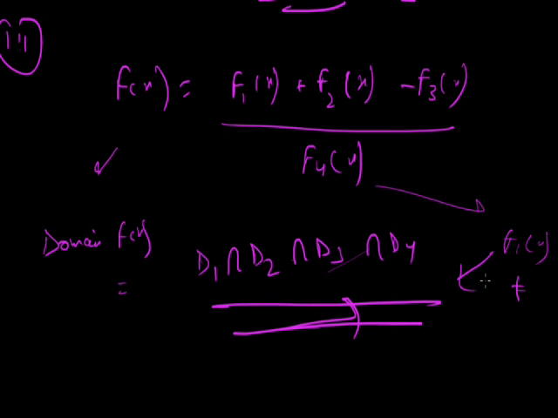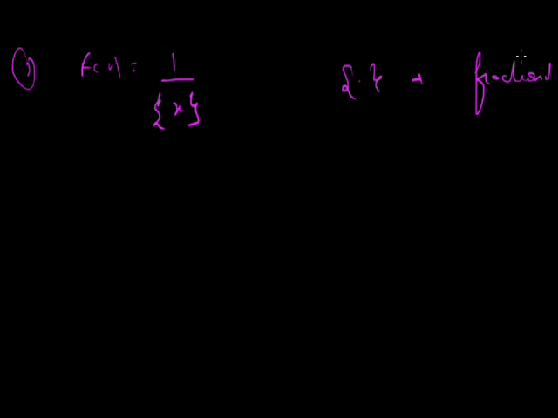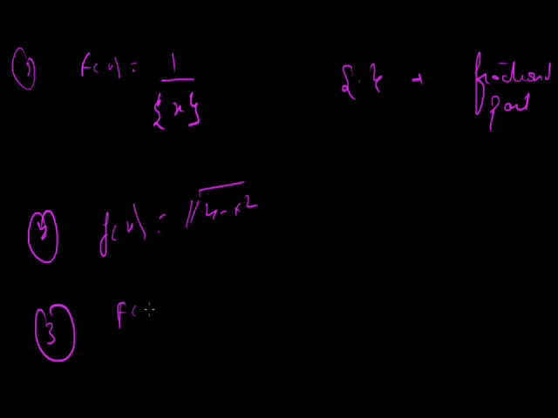In the next video we'll discuss examples of domain, about a few functions. Let me give you some homework. We'll discuss this type of question in the next video. First is f(x) equal to 1 upon mod, this function is called the fractional part function, right? Second question, f(x) equal to under root of 4 minus x square. Third is f(x) equal to 1 upon greatest integer. This function is called the greatest integer function.